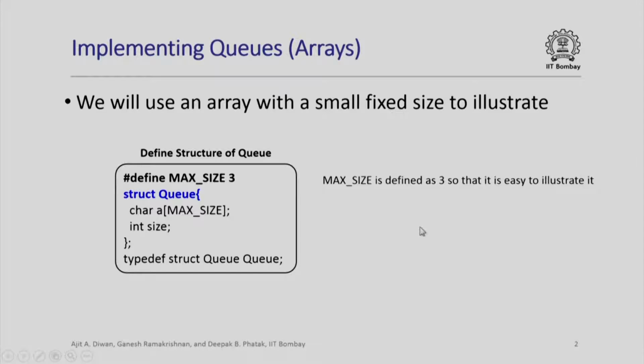In order to implement queues, we will use an array with fixed size to illustrate the formation of the queue, insertion and removal of the elements, etc. The definition is very simple. We define an array char A with max size as 3 just for the purpose of illustration, and we have a variable called int size. We define the queue structure like this.